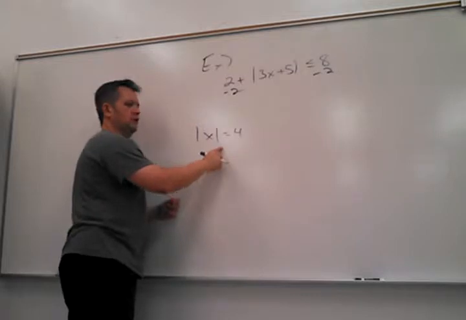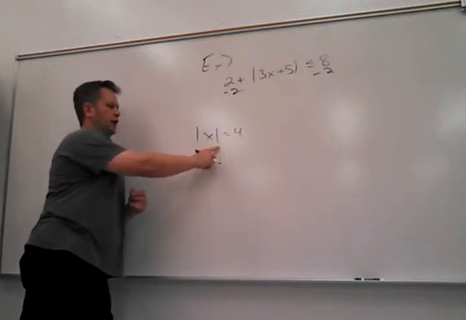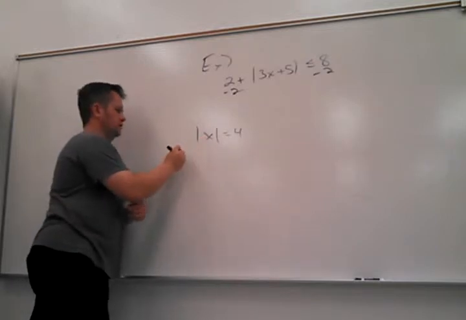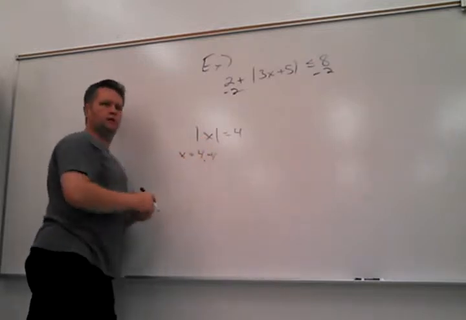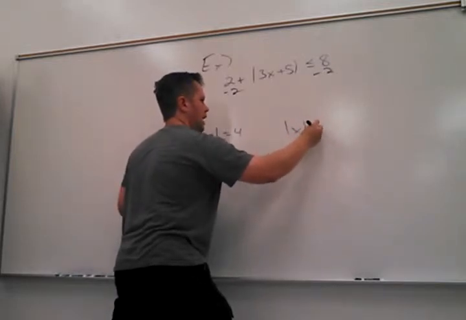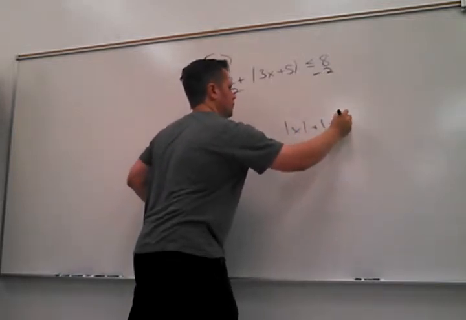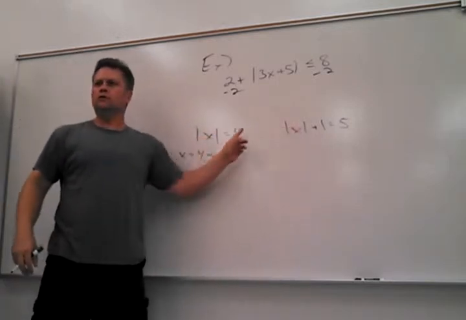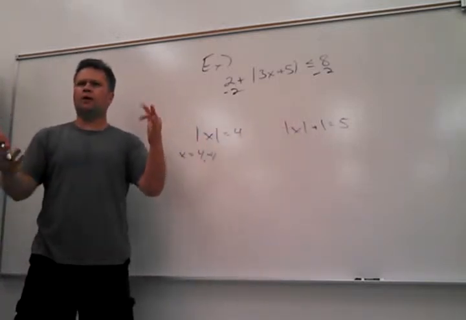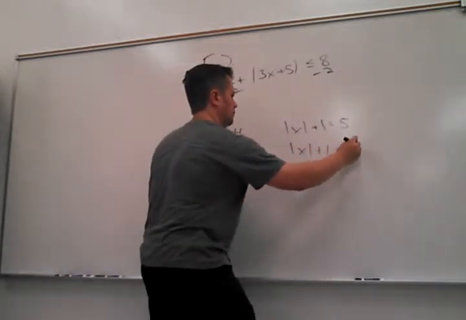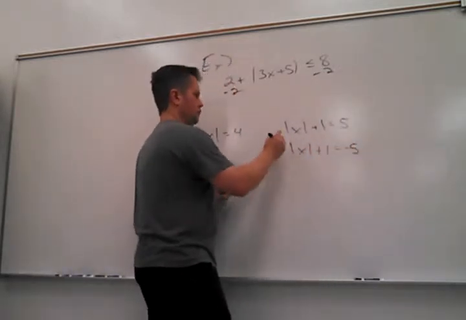What should the answers to this be? 4 or -4, right? If only they were all like that. Now, if I happen to just add 1 to both sides, isn't that still the same equation? Right? That's the same equation. They should have the same answers. But then I get somebody do this.